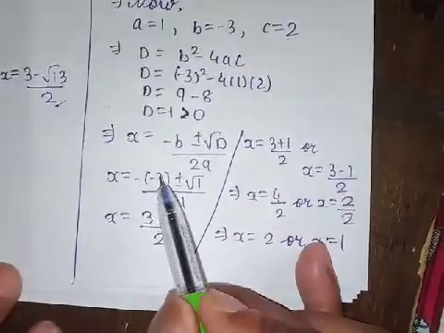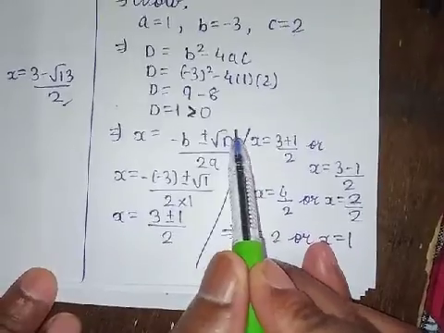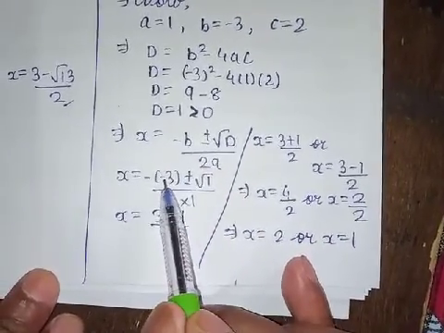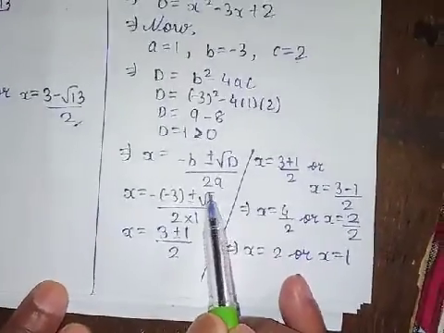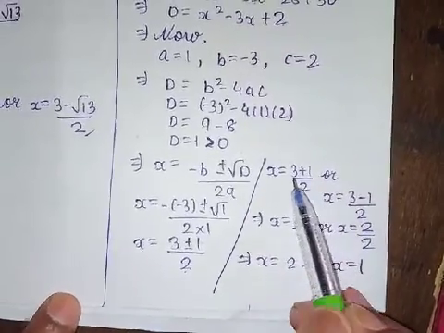So we'll find out the root. X is equal to minus b plus minus root d upon 2a. B is minus 3, so minus of minus 3 plus minus root of 1, which is 1, upon 2. So what we'll get?